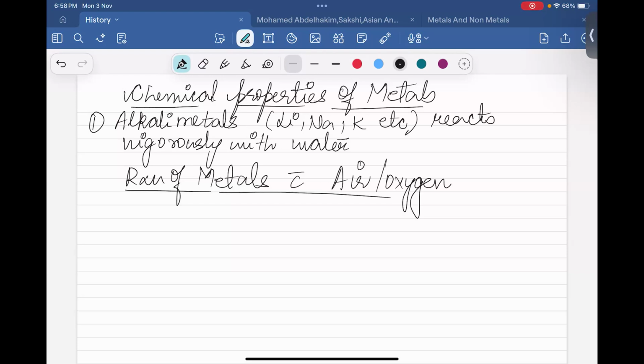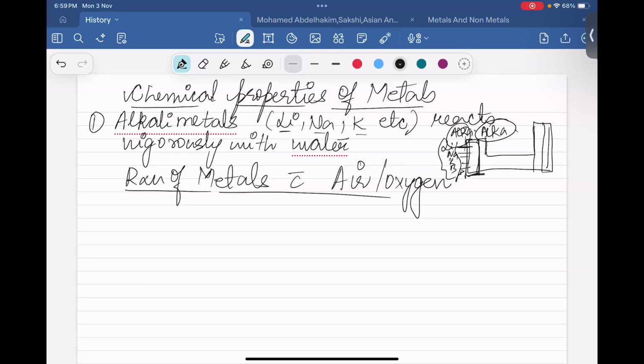Alkali metals, have you seen the periodic table? Rows are there. In this, the first row is the alkali metal row, and the second row is the alkaline earth metal row. In the first row, metals like lithium, sodium, potassium come. That is the first row of the periodic table. The second row is alkaline earth metals.